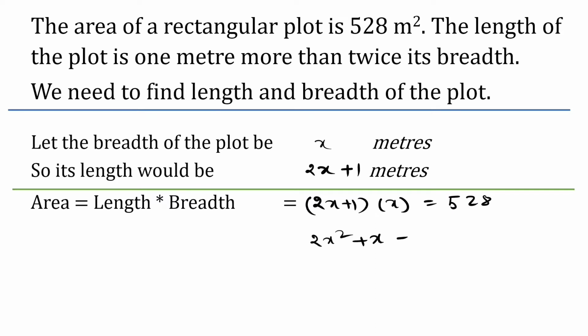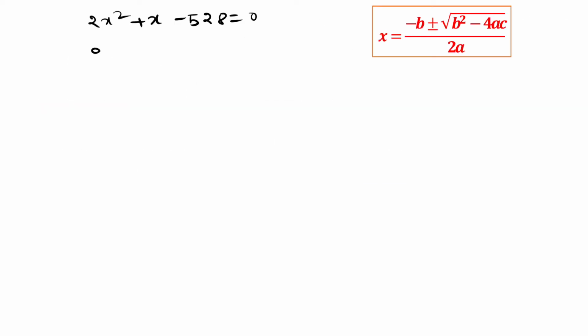Distributing, we get 2x² + x − 528 = 0. Now our problem has been translated into this quadratic equation, 2x² + x − 528 = 0. And what remains is to find values of x that satisfy this equation. So we will use the quadratic formula here.